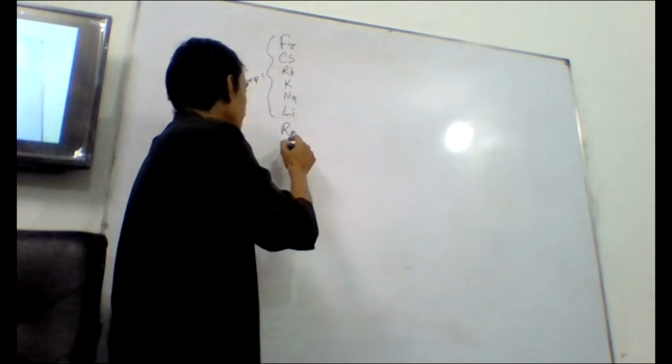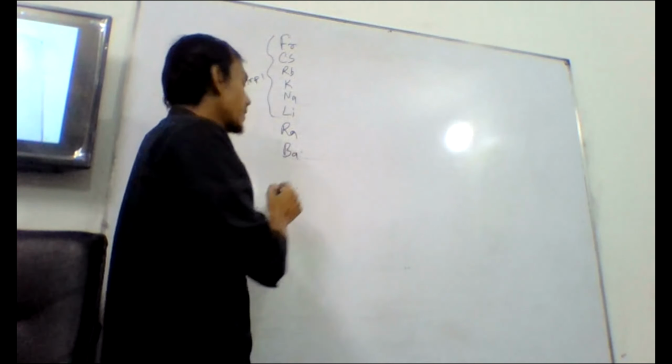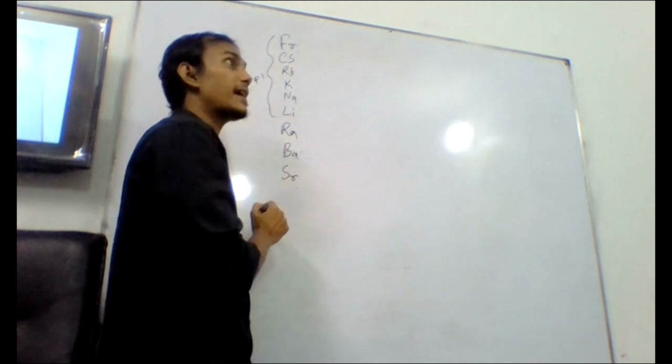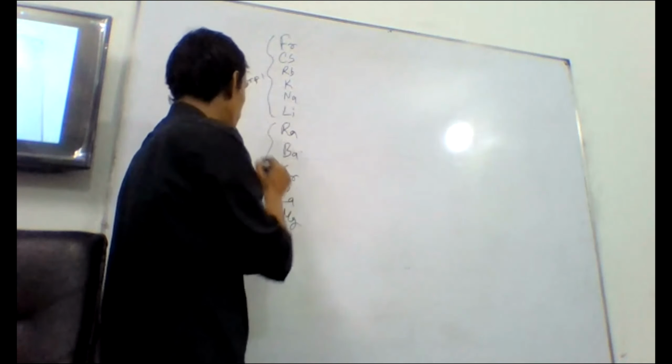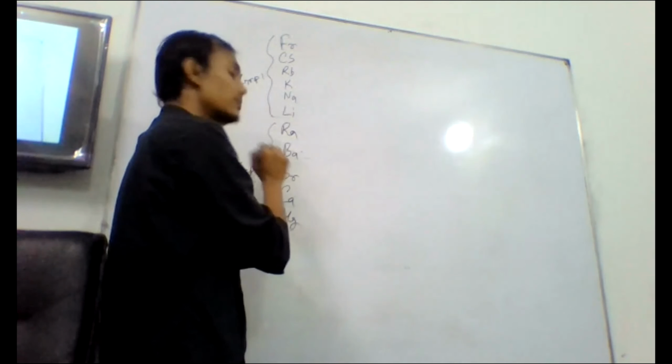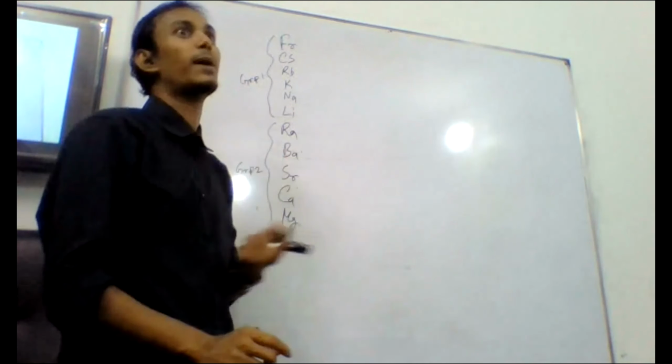Then what do you say? Barium. Right? Then what? Strontium, Sr. Then Ca, calcium. Then magnesium. So these are all group 2. Do you get my point? Huh?